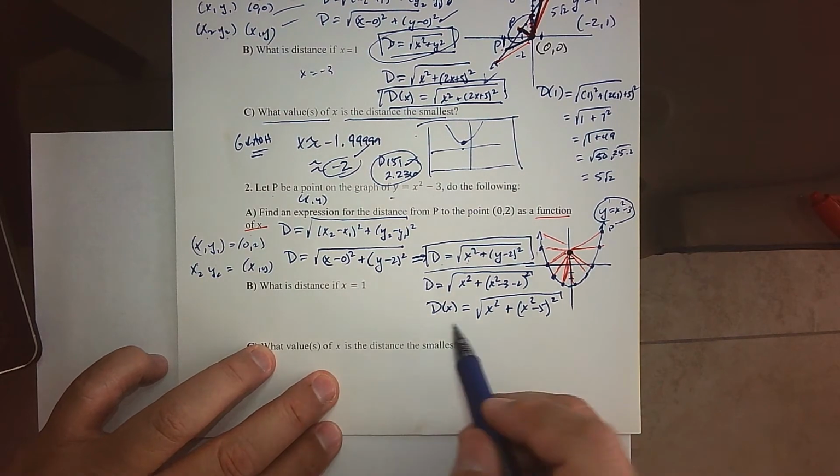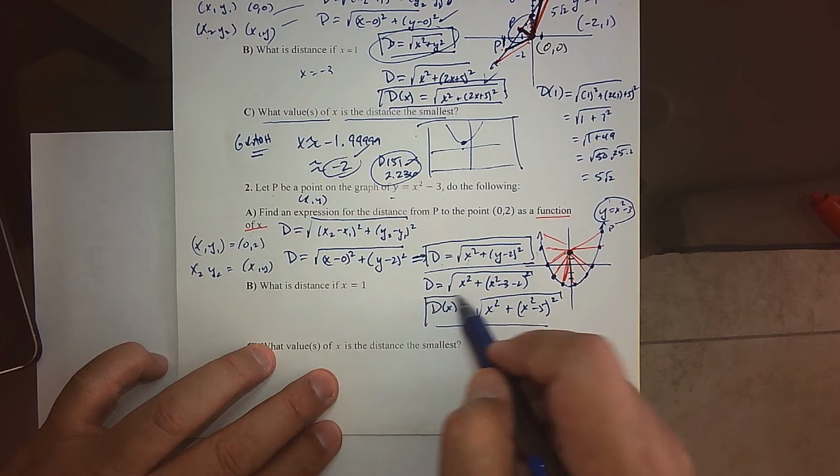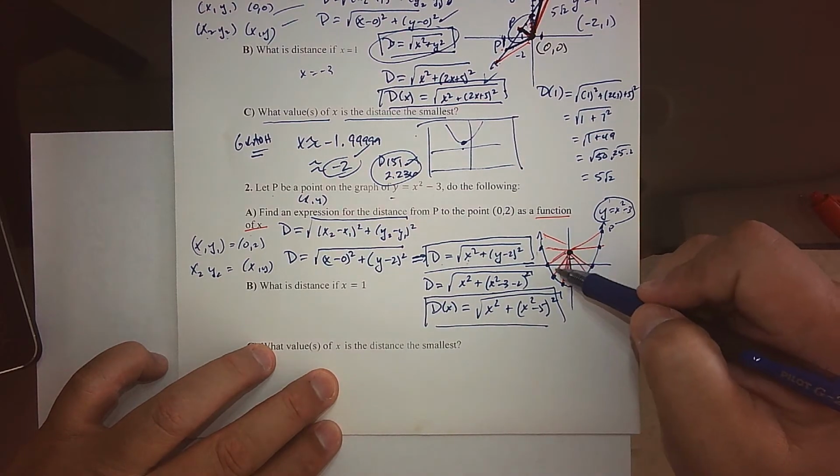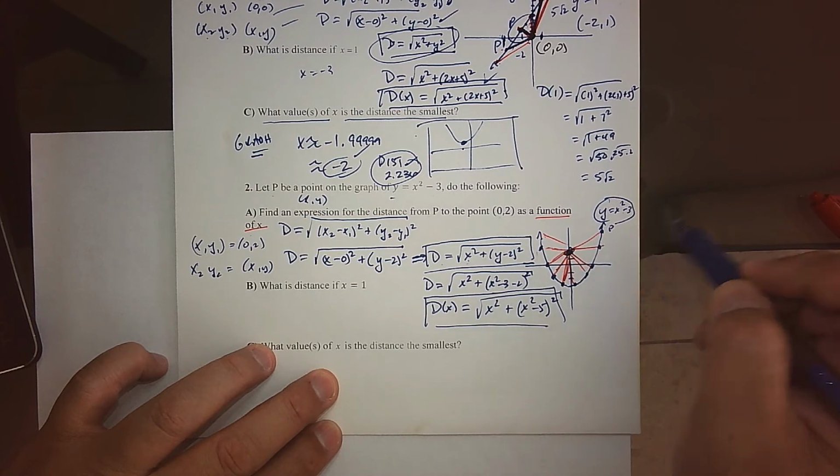So again, obviously this is not a quadratic function, but we're still going to be able to analyze it and do things with it. So here's the function. You give me an x coordinate, and I'll basically tell you what the distance is away from the point 0, 2.